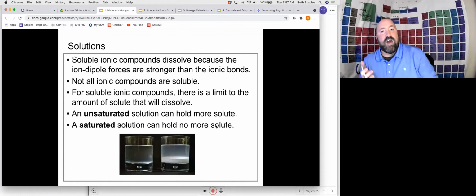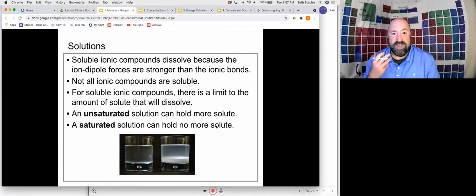And so soluble ionic compounds dissolve because these ion-dipole forces are stronger than the ionic bonds holding the compound together. Not all ionic compounds are soluble, and that's something that's important to note as well. Sometimes for some, those ionic bonds are stronger, and so the compound won't want to break apart.